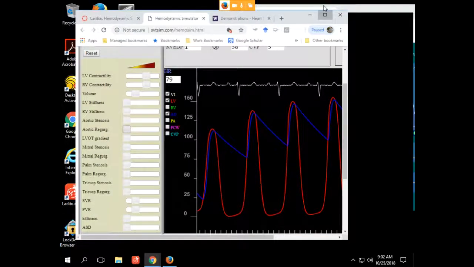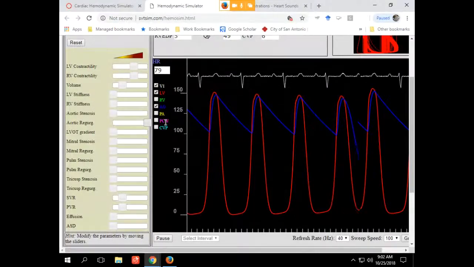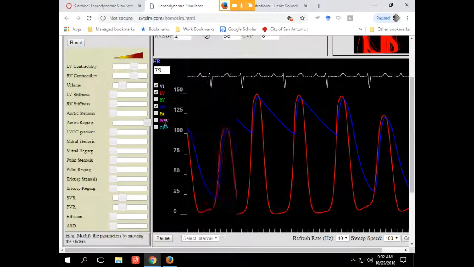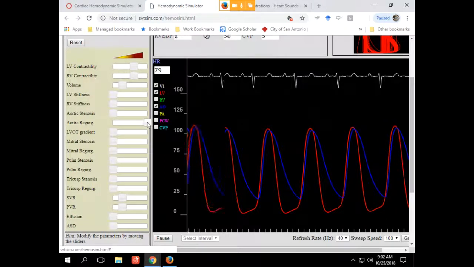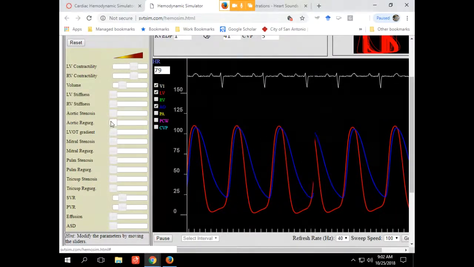Let's see. And then right there. Wow. So let's look and see the difference.